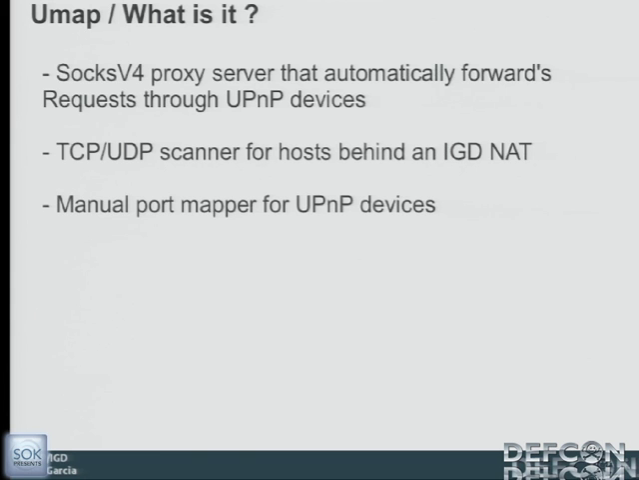So UPnP map, the tool, what is it? First of all, it's a SOCKS proxy server that forwards or pipes the request through UPnP devices. I'm going to explain it a little bit better and a little bit further down the road. It's also a TCP/UDP scanner for hosts behind the IGD NAT. Basically, we can scan the services of the host inside the NAT from outside. And also a manual port mapper for UPnP devices.